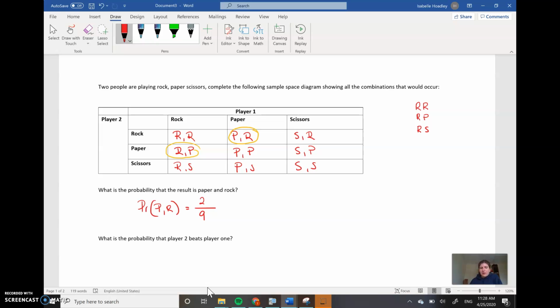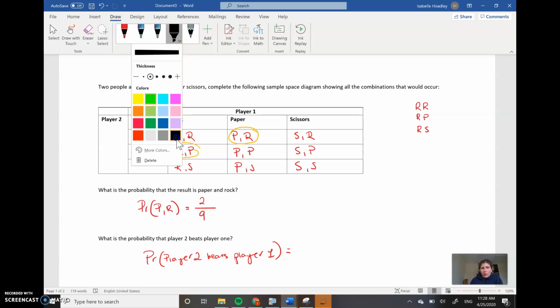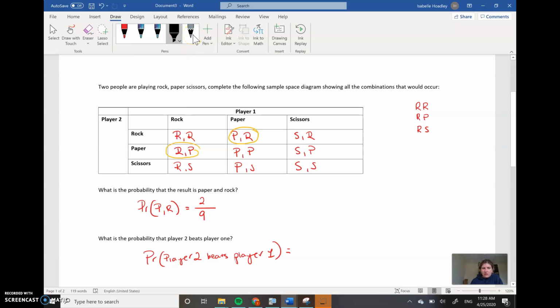Now, the second one we want to look at is what is the probability that player 2 beats player 1? Okay, so probability player 2 beats player 1. Now, to do this, first thing I'm going to do is black out all of the draws because I'm not interested in those. So I'm going to black out rock, rock, paper, paper, and scissors, scissors, okay, because they're all draws.